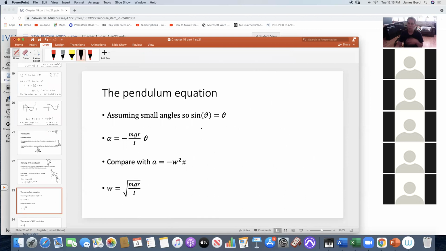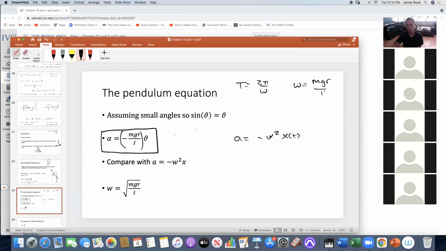Now, remember we also talked last week about the small angle approximation, and for small angles, sine of theta is essentially theta. So we can change our sine of theta to theta and we get this. And do you recognize this? We had a of t is negative omega squared times x of t. So from this, we can see that omega squared is mgr over I.